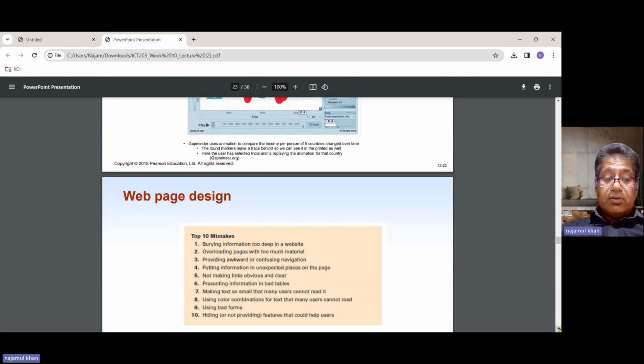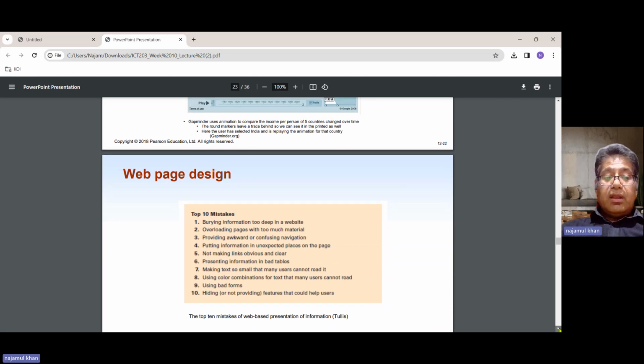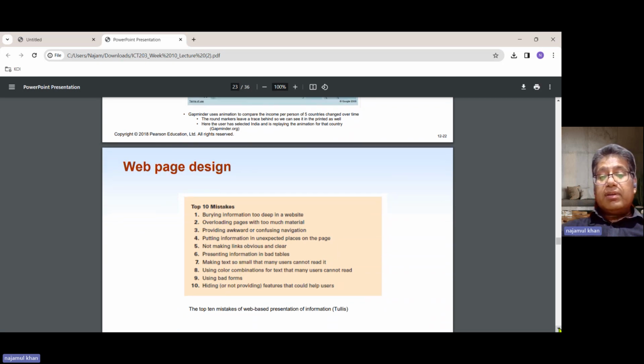Web page design, guys. Top 10 mistakes. Okay, read the mistakes first now. Burying information too deep in a website, not a good idea, guys. Definitely. Overloading page with too much material. Cluttering is not a good idea. Providing awkward or confusing navigation. Navigation should be easier. Putting information in unexpected places on the page. If they are not clearly visible, don't put the information there. All information should be right in front of the eyes of your visitors, users.